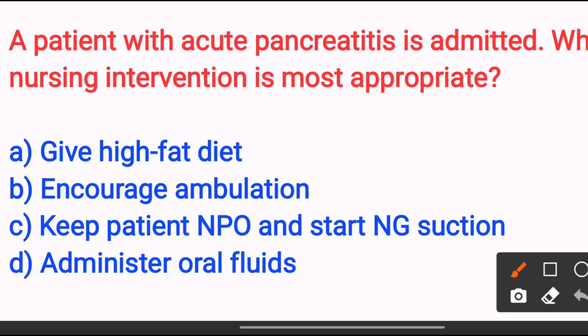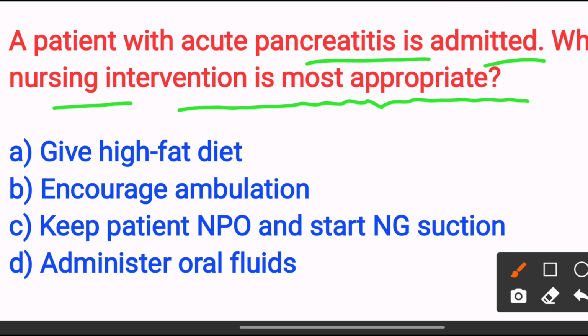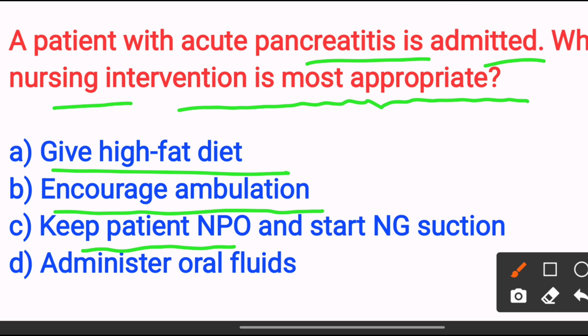A patient with acute pancreatitis is admitted. Which nursing intervention is most appropriate? Option A, give high fat diet. Option B, encourage ambulation. Option C, keep the patient NPO and start NG suctioning. Option D, administer oral fluids.